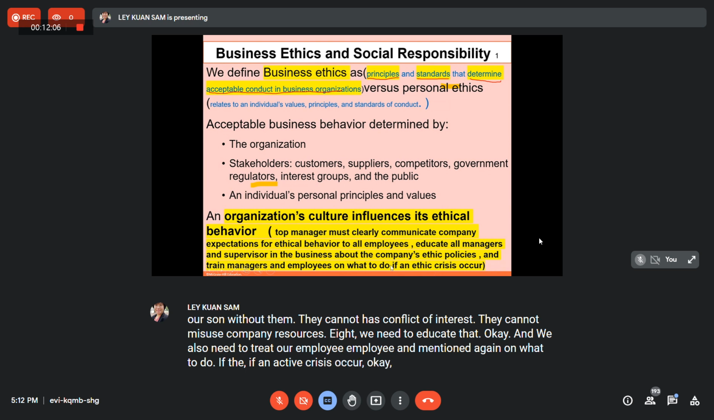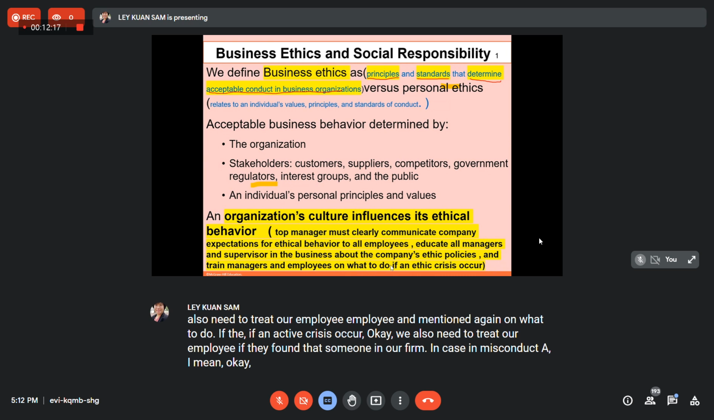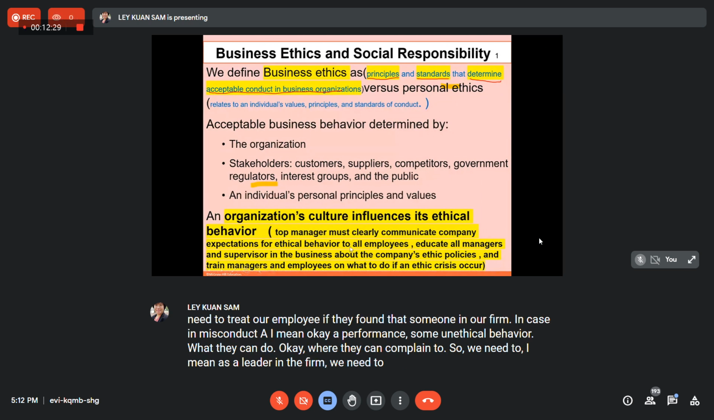We also need to train our employees on what they can do if they find that someone in our firm has engaged in misconduct or performed some unethical behavior. Where can they complain to? So as a leader in the firm, we need to do this in order to manage our employees' ethical behavior.